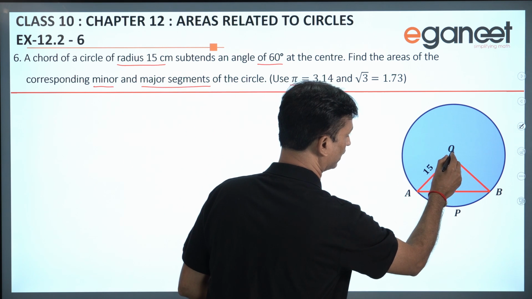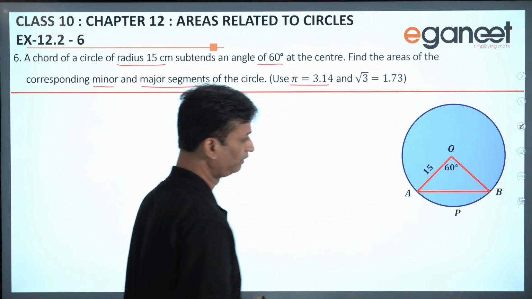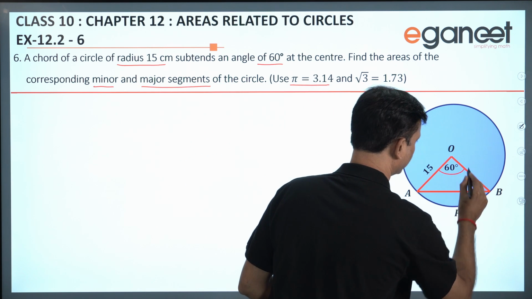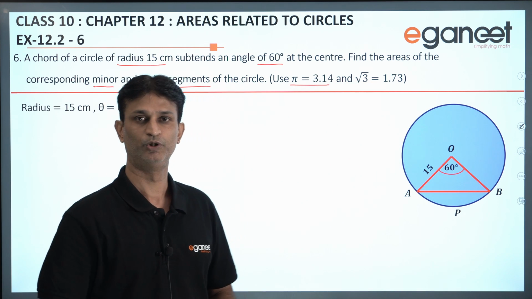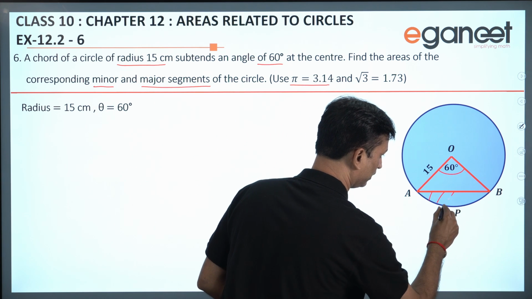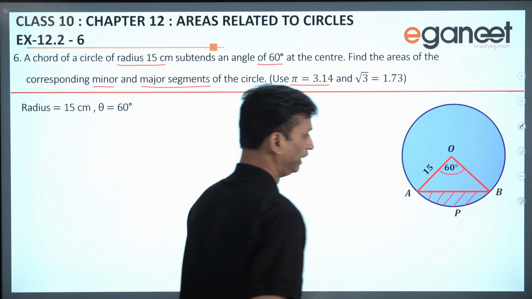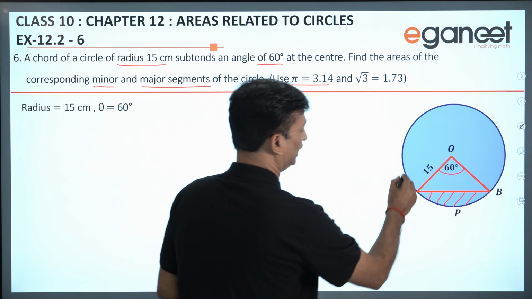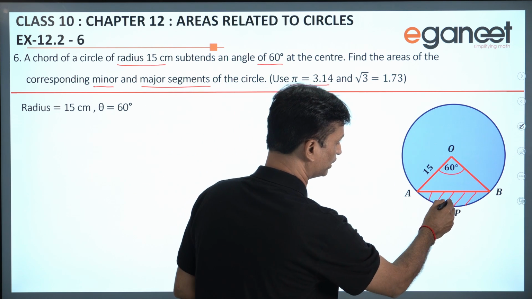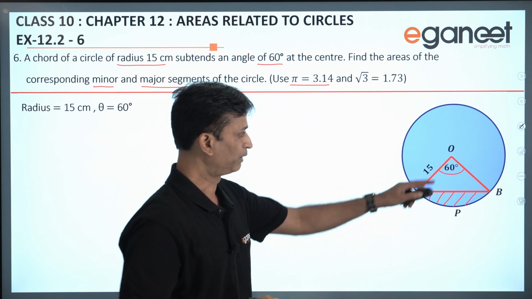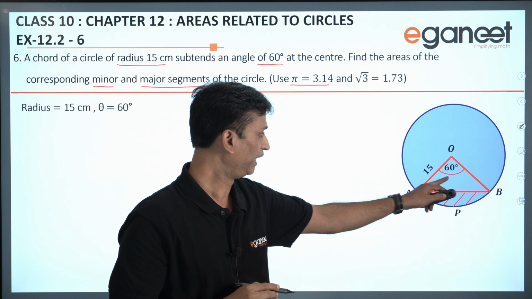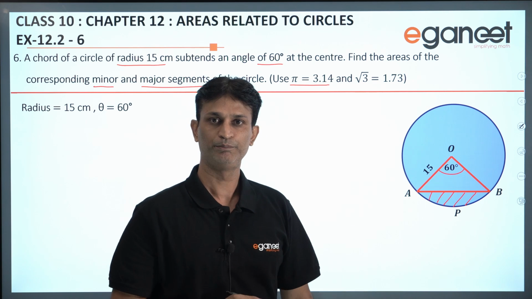Now we have a circle with center O and the radius of the circle is given as 15 centimeter, and the central angle theta is given as 60 degree. Here we need to find the area of minor segment APB and the area of major segment. To get the area of this minor segment, we will subtract the area of triangle OAB from the area of sector OAPB.